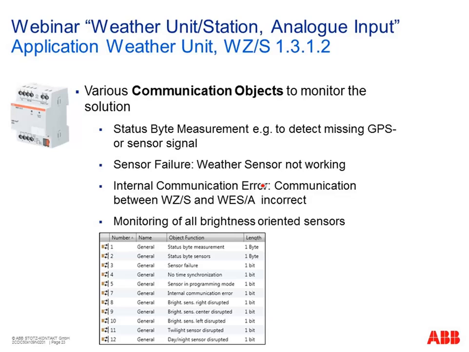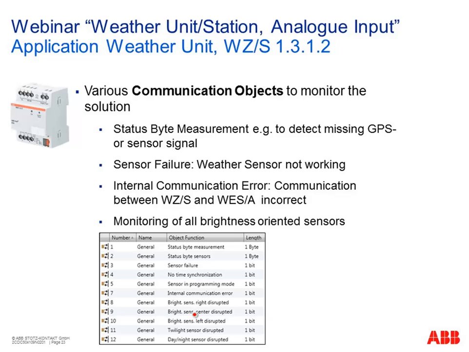Then we have some additional communication objects. I don't want to go into all the details. You see here the screenshot. For example, the status byte measurement is a 1 byte communication object. And each of these bits in the 1 byte object gives you information, for example, about missing GPS signal or sensor signal, or component is still in calibration mode. So it's a very complete, let me say, communication object with a lot of information.